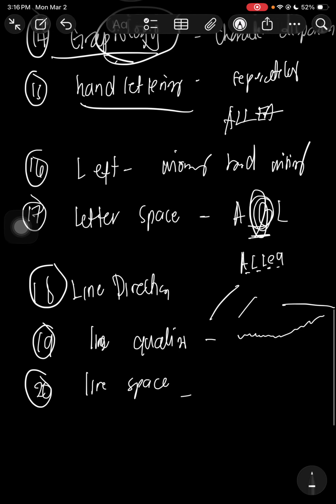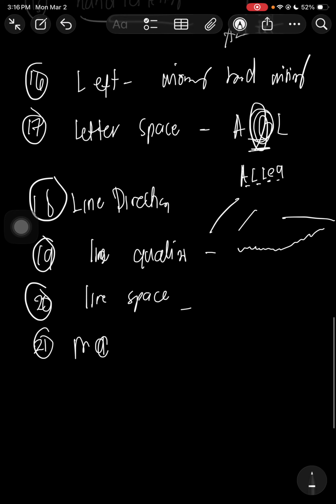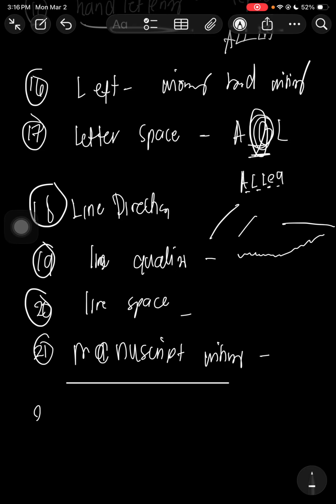Line space is the amount of space left between the lines. Next is the manuscript writing. Manuscript writing is the disconnected form of script or a semi-script writing. So this type of writing is taught in young children in elementary schools as the first step in learning to write. So ginagamit tong manuscript una sa school, ha.